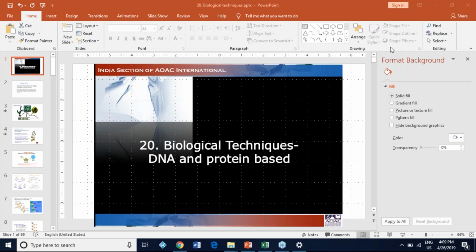Today's topic is biological techniques, mainly DNA and protein based. So I will cover the DNA based, the PCR, quantitative PCR or real-time PCR, and the protein based, that is the ELISA and radioimmunoassay. So if we look, the DNA testing methods are based on the premise that each species carries a unique DNA sequence, and these unique sequences can be identified and used to differentiate the organisms.